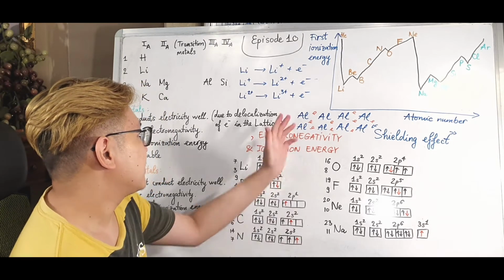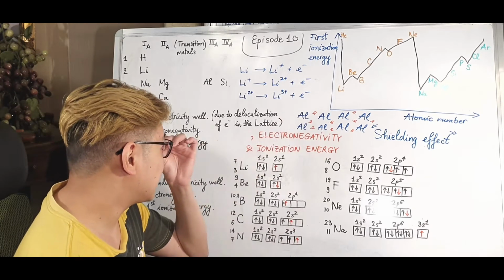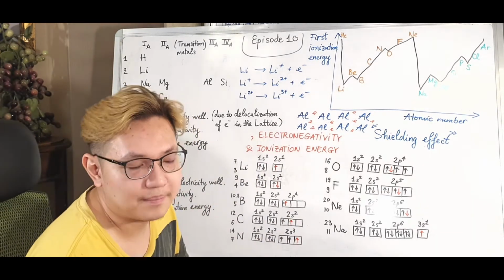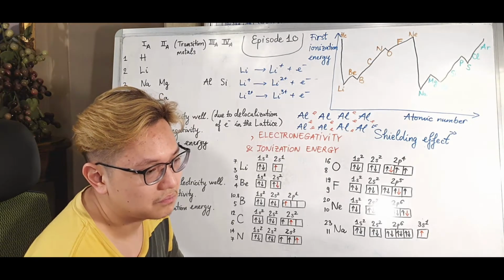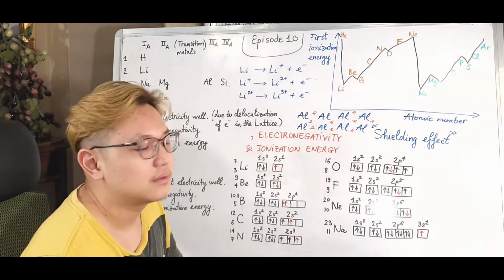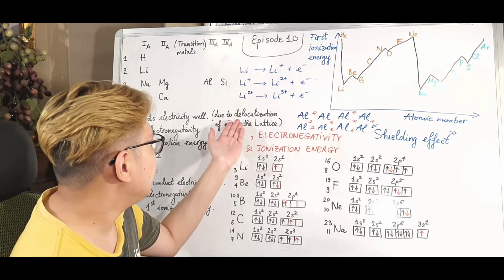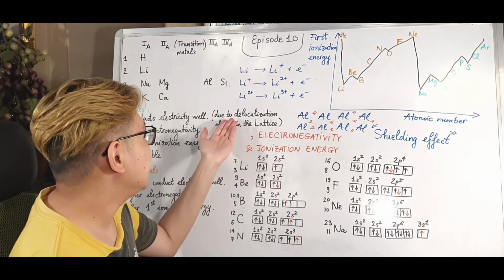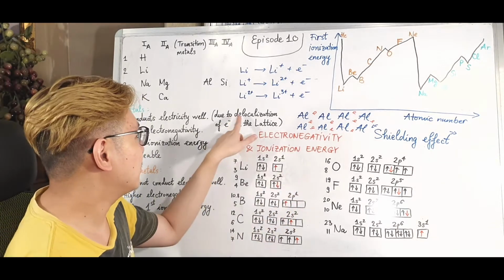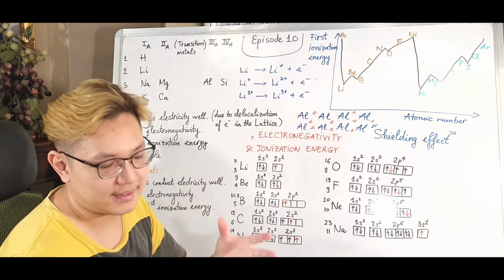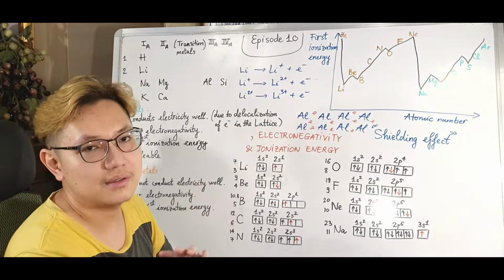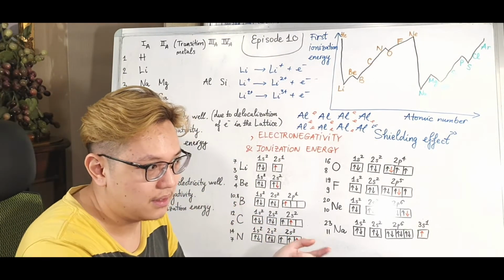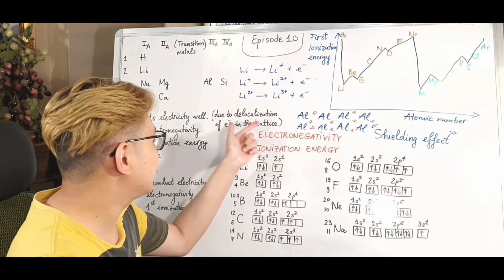Now, the electrons in that lattice, they don't stay in one place, but they move. That movement is called delocalization. De means remove. Localize means they stay in one place. So delocalization is the process that they move out of place. They move around that network. They move around its lattice.